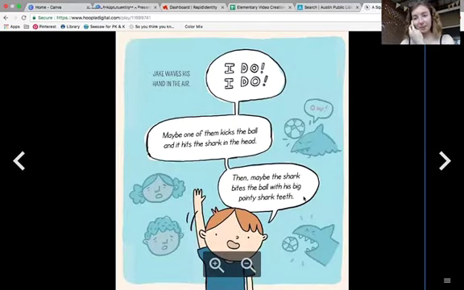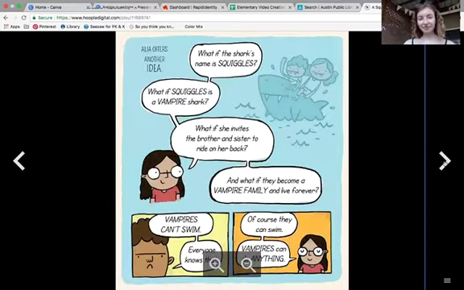Ooh, it looks like his classmate does. Jake waves his hand in the air. I do. Maybe one of them kicks the ball and it hits the shark in the head. Then maybe the shark bites the ball with his big, pointy shark teeth. Alaya offers another idea. What if the shark's name is Squiggles? What if Squiggles is a vampire shark? What if she invites the brother and sister to ride on her back? What if they become a vampire family and live forever?